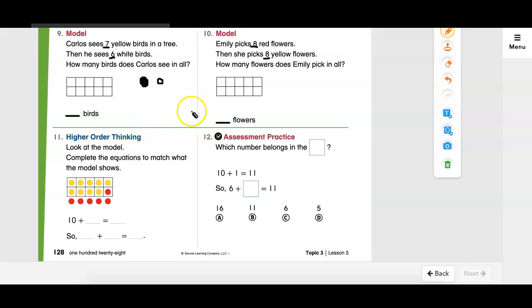So I know some of you may still be working on number 10, so I want you to go ahead and pause the video because I'm going to talk about number 11 and then number 12.